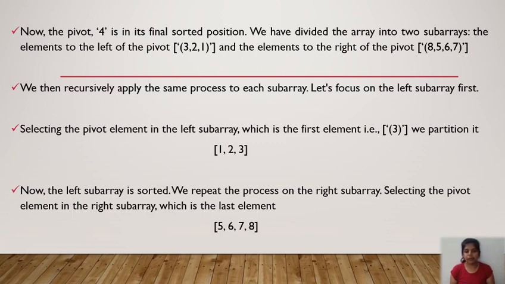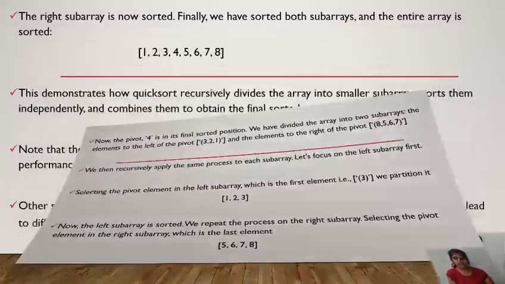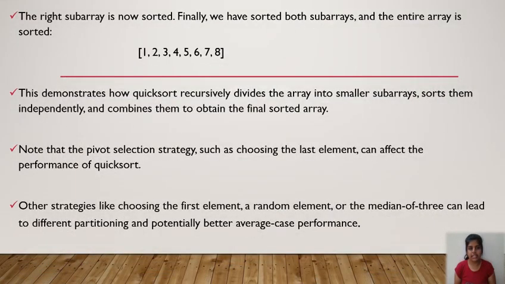Select the pivot element in the right subarray, which is the last element, 5, 6, 7 and 8. Now the right subarray is sorted. Finally, we have sorted both subarrays and the entire array is sorted: 1, 2, 3, 4, 5, 6, 7, 8 in ascending order.